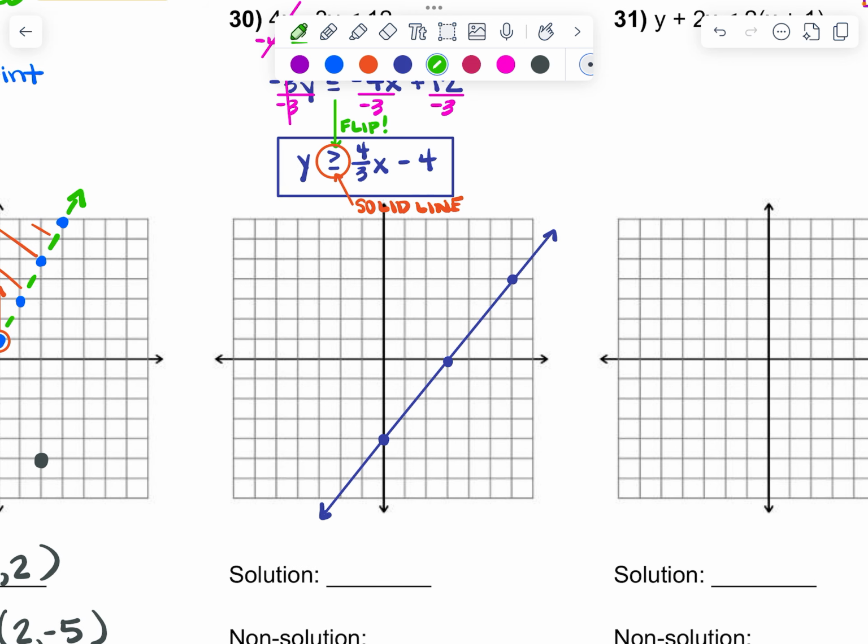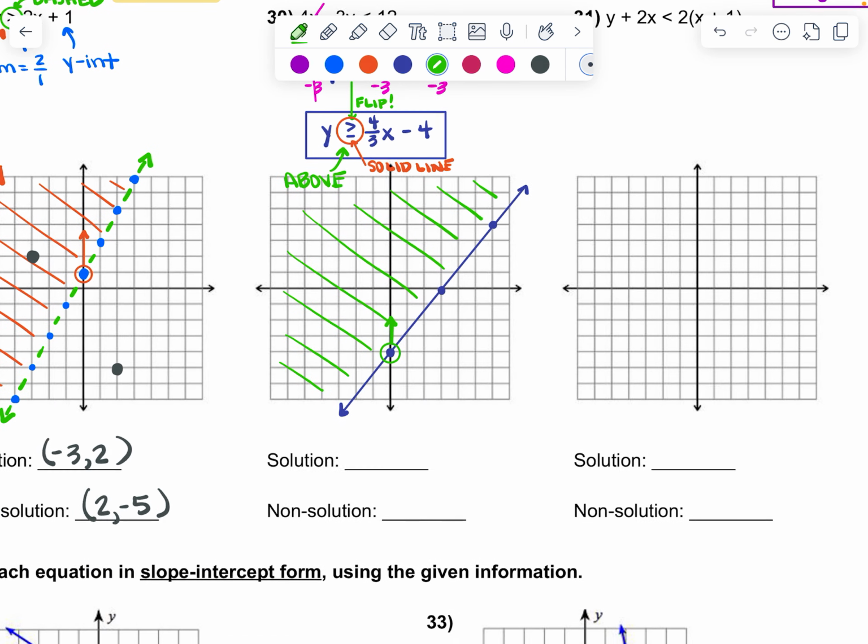All right, and then the next thing we need to know is which side to shade, right? So that is a greater than, so we're going to shade above the line. Once again, above the line, here's my current y value, my y-intercept. We want all the y values that are greater than that. So we should be shading the side that contains all of those greater y values.